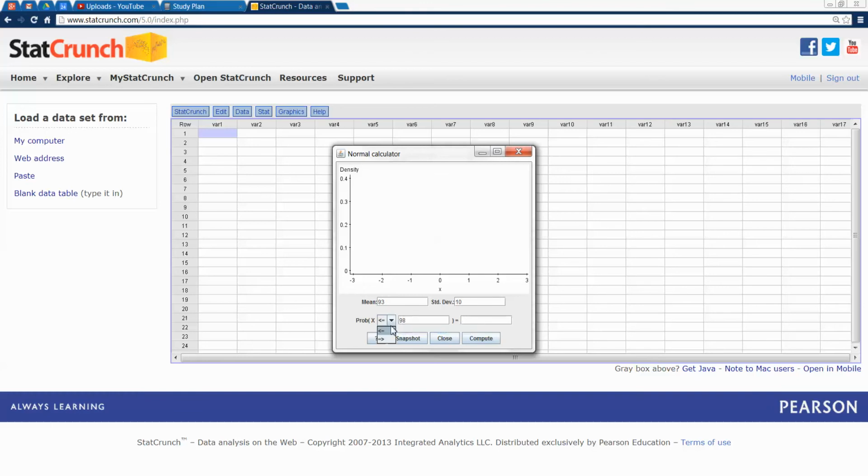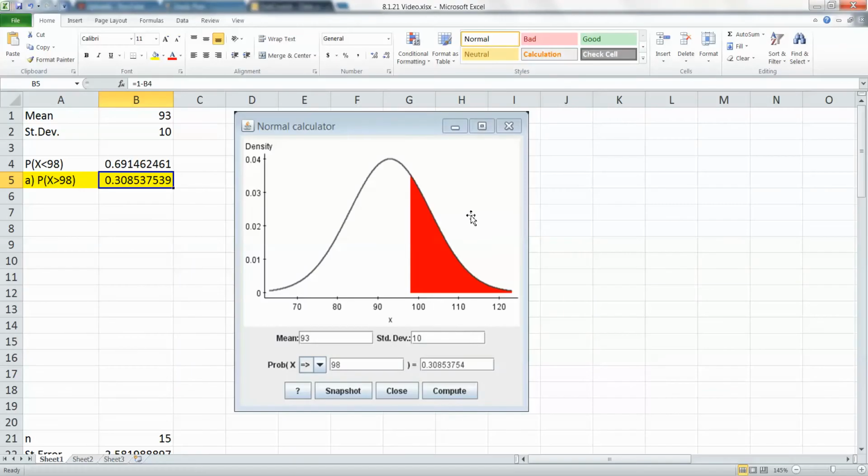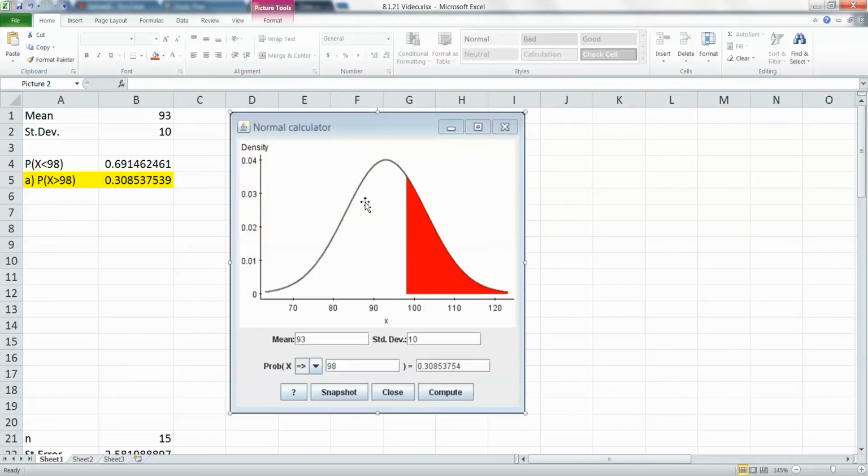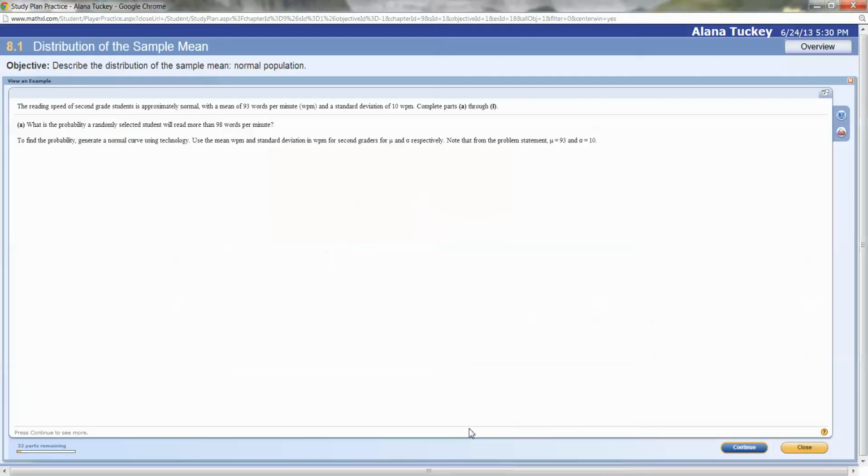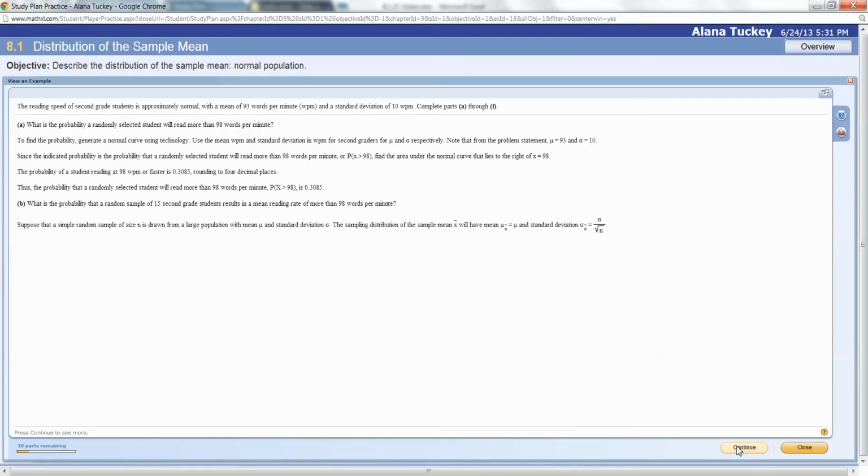So I'm going to put that in, and then I'm going to pick my direction. And since I want to the right, I'm going to click to the right. And it's going to find this area over here. And see, look, it's 0.3085. And then I took a snapshot of it and saved it and copied and pasted it into Excel right here. Okay? All right, so then let's double check ourselves first of all. 0.3085. Yep, 0.3085 is right there.